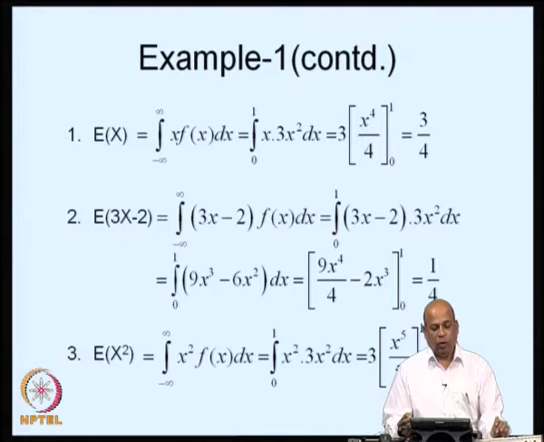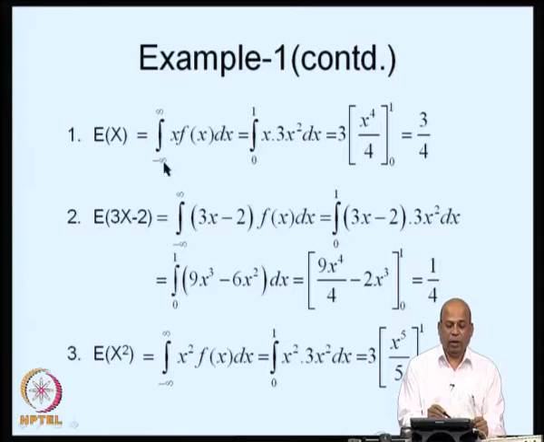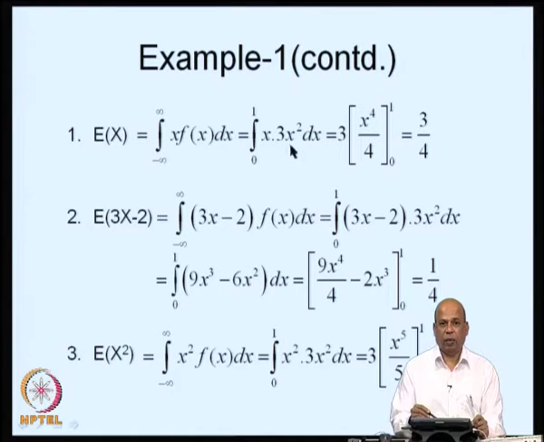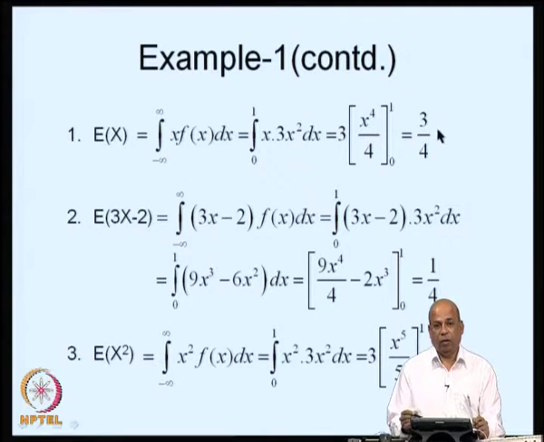So, the expected value of x is simply given by the integral from minus infinity to plus infinity of x f of x dx, and because f of x is defined to be non-zero between the range 0 and 1, we integrate between 0 and 1. This is x, this is f of x, 3 x square, with respect to x. So, we get it as 3 by 4. So, the expected value of x is 3 by 4. This is also the mean, and it is also denoted by mu.